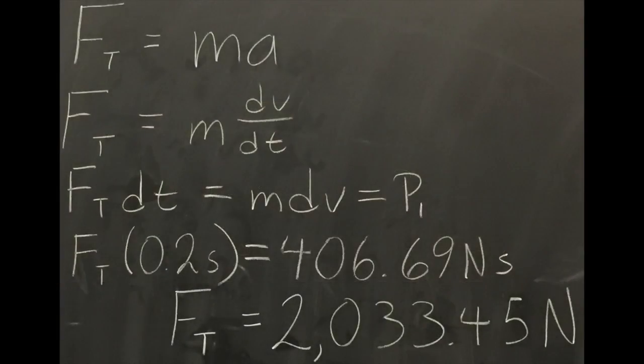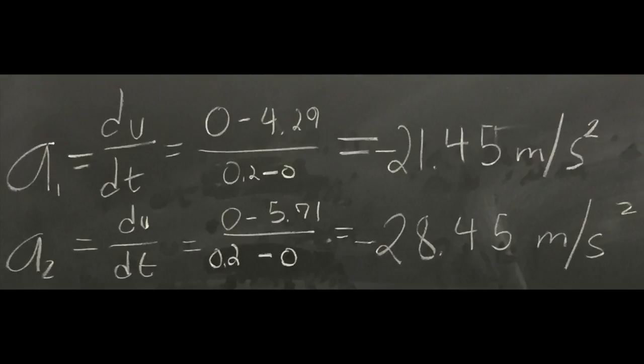Using our impulse equation and approximating the time of collision to be 0.2 seconds, we found that Ma Nonu would have to expend a 2,033.45 newton force onto Rob Kearney in order to stop him at the point of contact. Dividing the change in velocity of each player by the change in time then gives us a deceleration of 21.45 meters per second for Rob Kearney and a deceleration of 28.4.